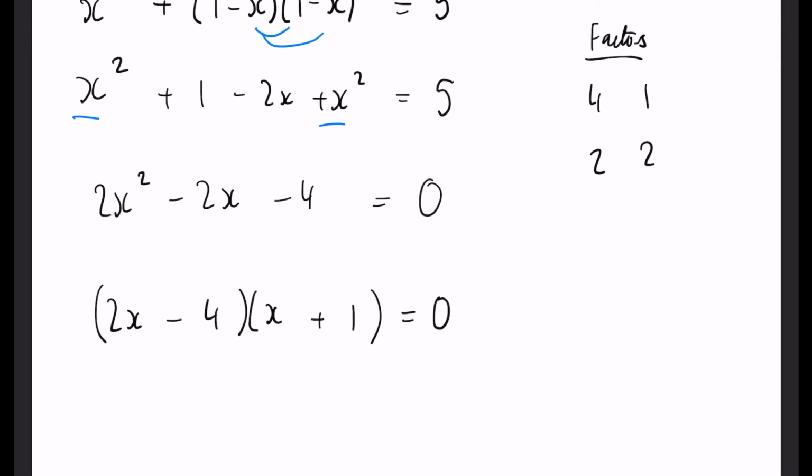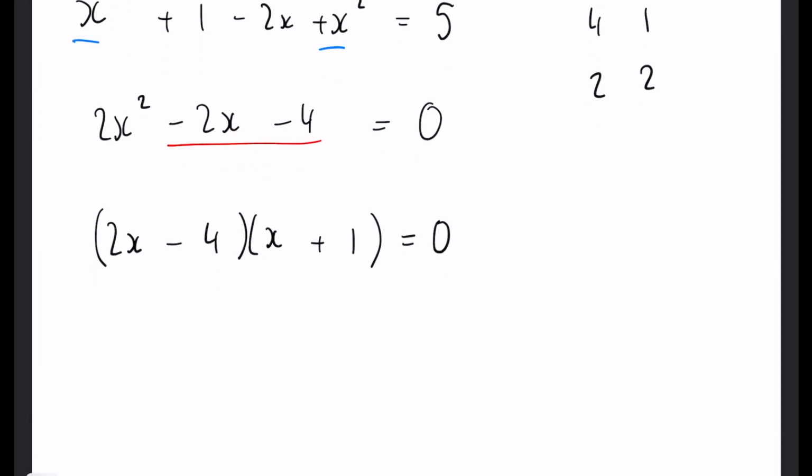Because you can double check this. If we were to expand it out, we would be left with minus 2x minus 4 for these two terms, which is what we want. Now, just by solving these like before, we're going to have x equals 2 and x equals -1 as our two solutions.